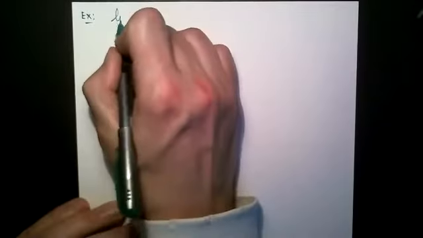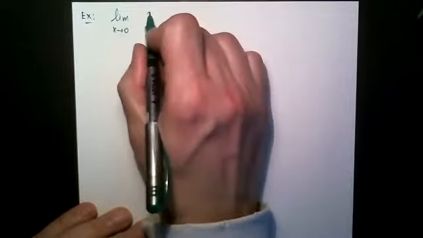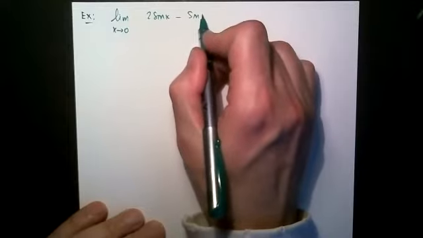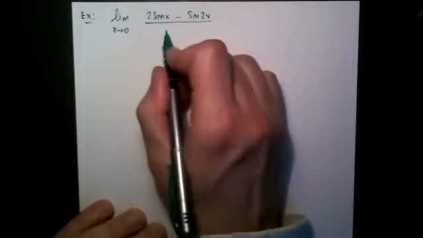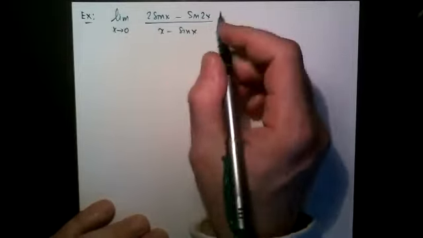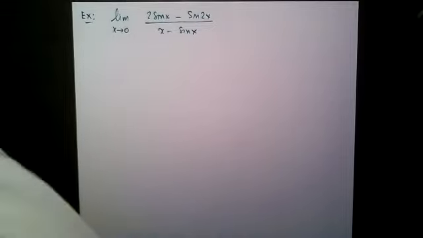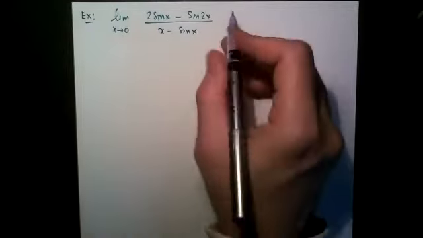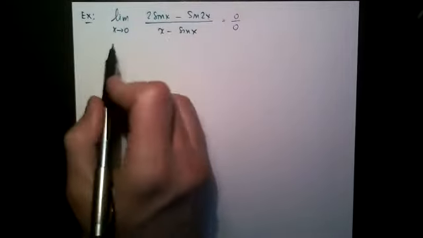So limit as x approaches 0 of 2 sine x minus sine 2x over x minus sine x. First thing we do, we plug in 0 inside: sine 0, sine 0. So I get 0 on top, and on the bottom 0 minus 0 is 0. So I could do L'Hopital's rule.